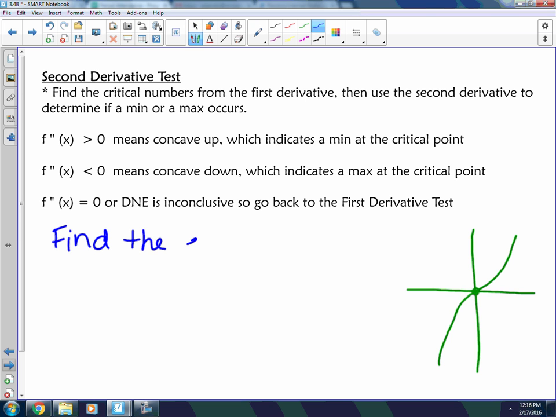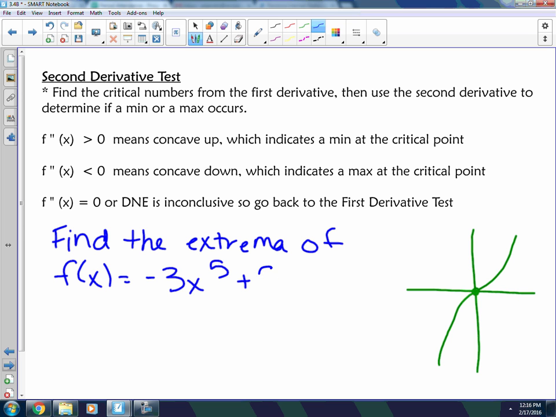Find the extrema of f of x equals negative 3x to the fifth plus 5x cubed using the second derivative test.